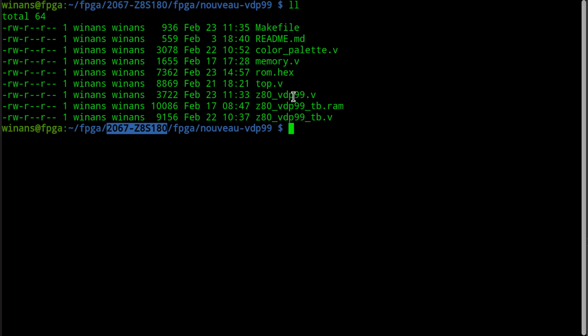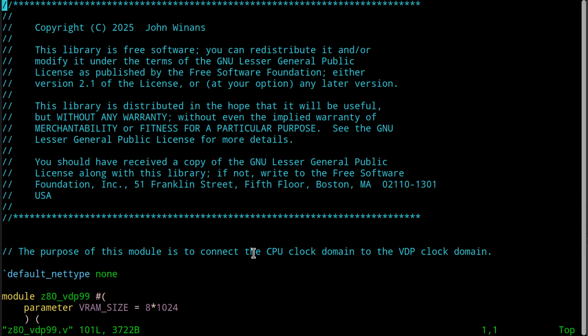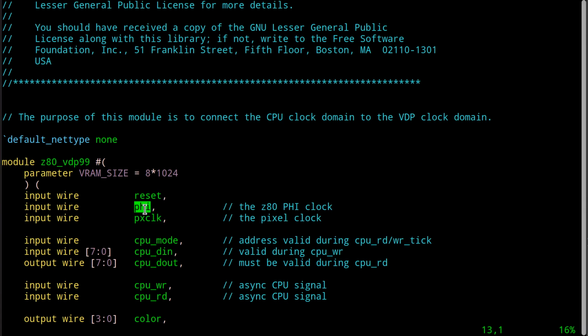Today I want to talk about the synchronization in this module that allows the CPU to talk to our VDP, the video display processor, such that the CPU runs at its clock speed in the phi clock domain, which you can see down here, and the VDP runs at the graphics pixel speed in this clock domain here.